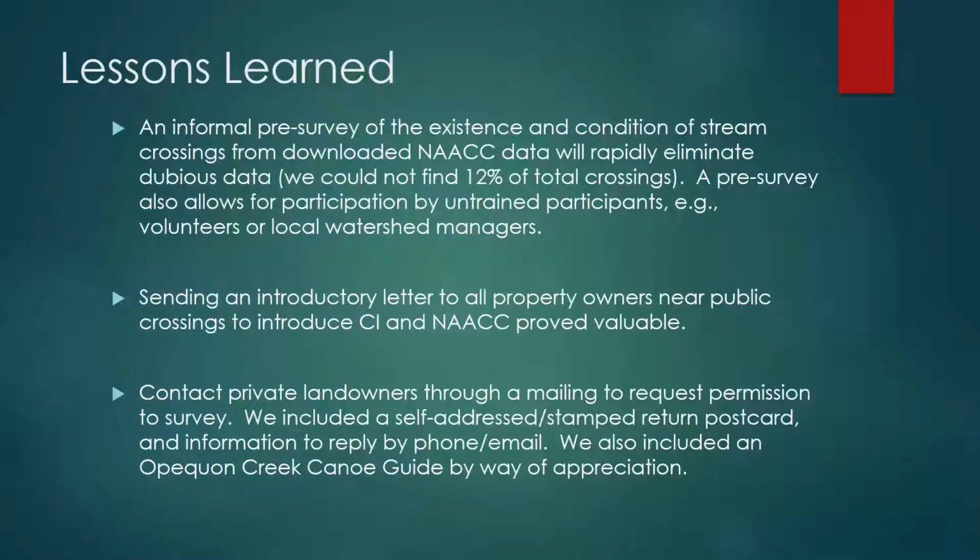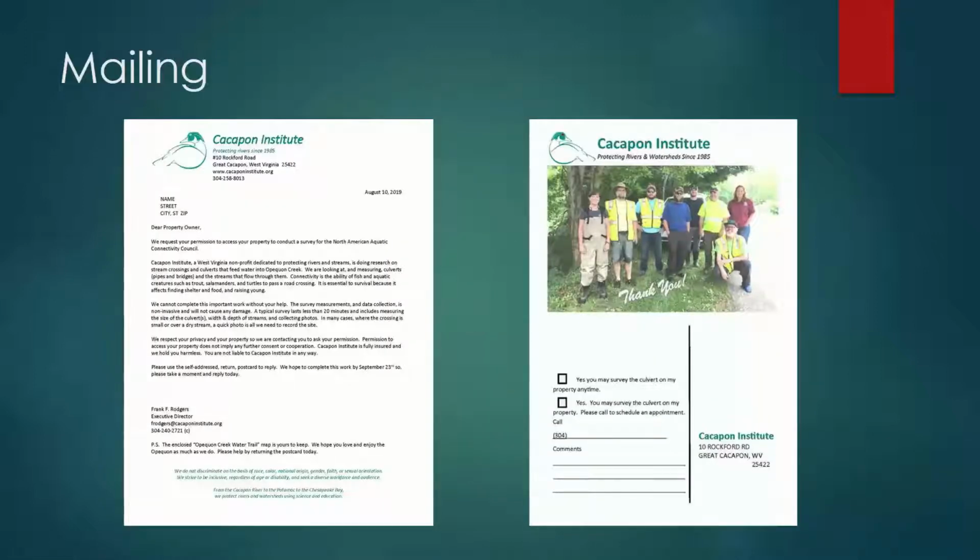We contacted private landowners through a mailing to request permission to survey. In this, we included a self-addressed stamped return postcard and information to reply by phone or email. We also included an Opequon Creek canoe guide by way of appreciation. This helped us, and I'll show you, I made a slide here of what we did for this. But this helped us in a couple ways. It made it clear to us, those that replied and said we could not access the private property, it made it clear that we weren't going to be able to survey that. So we didn't spend time looking for other avenues to do so.